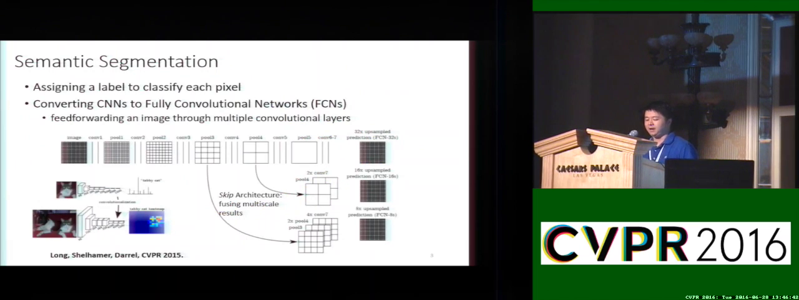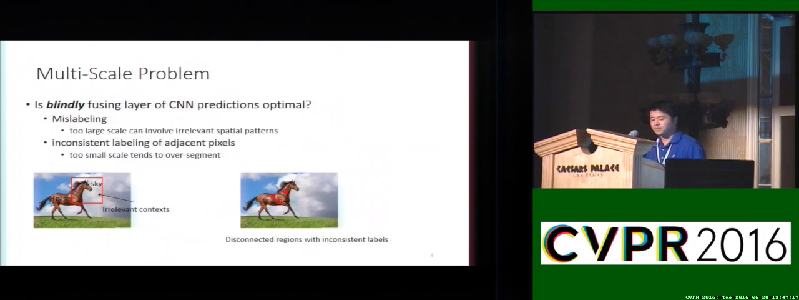Semantic segmentation can be formulated as assigning a single label to classify each pixel in an image. Convolutional neural network architectures have been adapted to this kind of task. An image can be fed forward into a fully convolutional network, which generates labeling results at multiple resolutions, and the output maps are fused across the different resolutions to generate the final annotation result for the pixels.